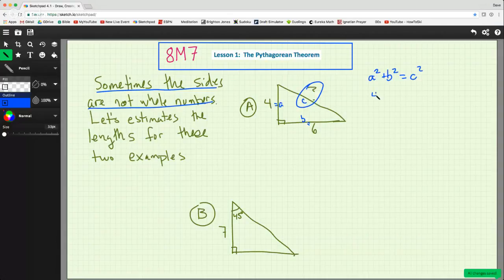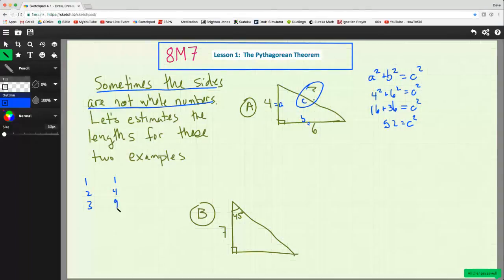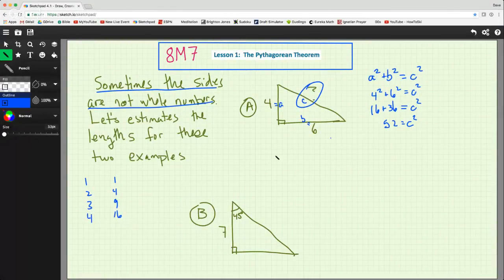So let's go 4 squared plus 6 squared equals C squared. And so we get 16 plus 36 equals C squared. And so we get 52 equals C squared. Now we don't know what number squared is 52, because what do we know? Let's write some numbers down over here. We know that 1 squared is 1, 2 squared is 4, 3 squared is 9, 4 squared is 16. Let's keep doing this until we get past 52, and you'll see why in a second.